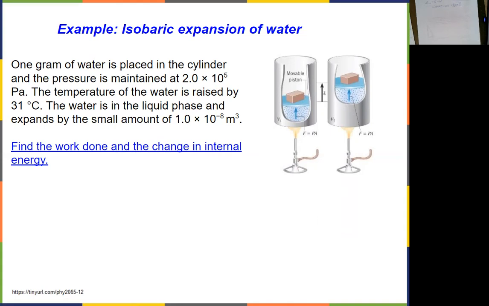So you need to find the work done and then the change in internal energy. For an isobaric process, work will be just equal to P times delta V. It gives you P and delta V, so you can calculate this one directly. For the internal energy change, you should be doing Q minus W. You have W already, so you need to figure out Q first.